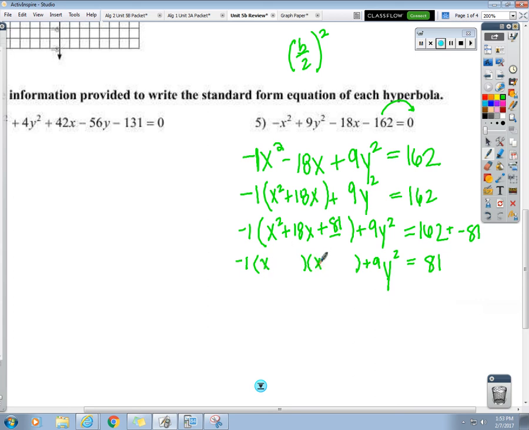Now we're ready to factor. What numbers multiply to 81 and add to 18? 9 and 9. Since there's 2 of them, you might as well just write it once and square it.